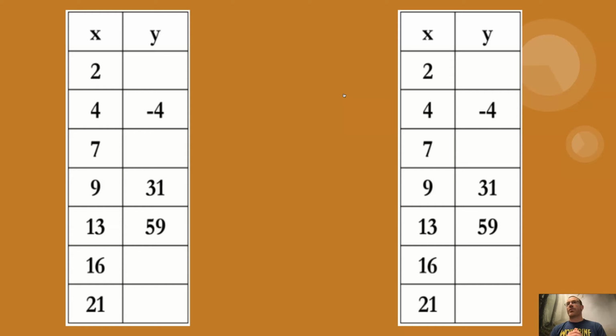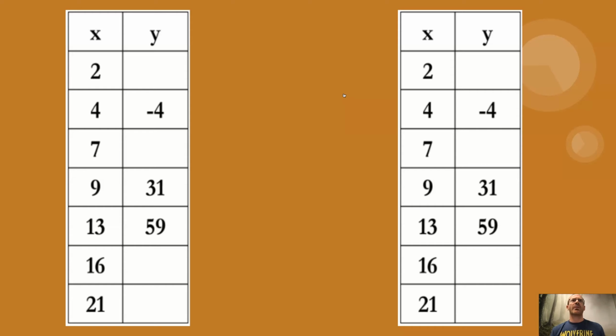So the process goes back to we have to have some information that we know to determine our rate of change. That means we need to look at the rows that have both an x value and a y value. In our first table here, you see that we have 4, -4, and then we have 9, 31, and then 13, 59. So we really need to use those three rows to determine our rate of change and then determine if it is a constant rate of change.